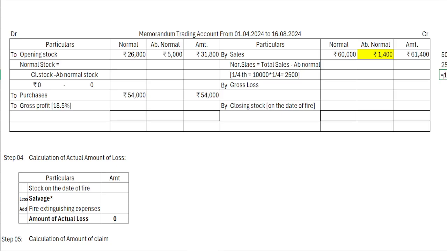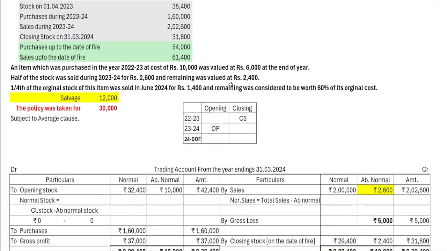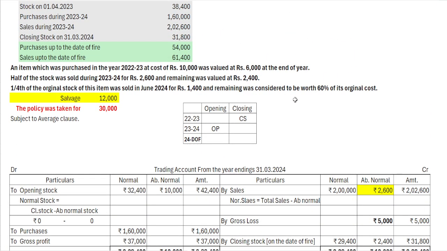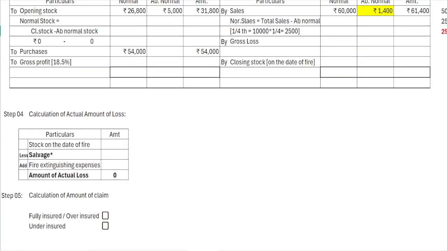Total abnormal stock was 10,000. Then the remaining stock is equal to 2500. Then how much is it valued? The remaining stock was considered to be worth 60% of its original cost, so 2500 into 60%.